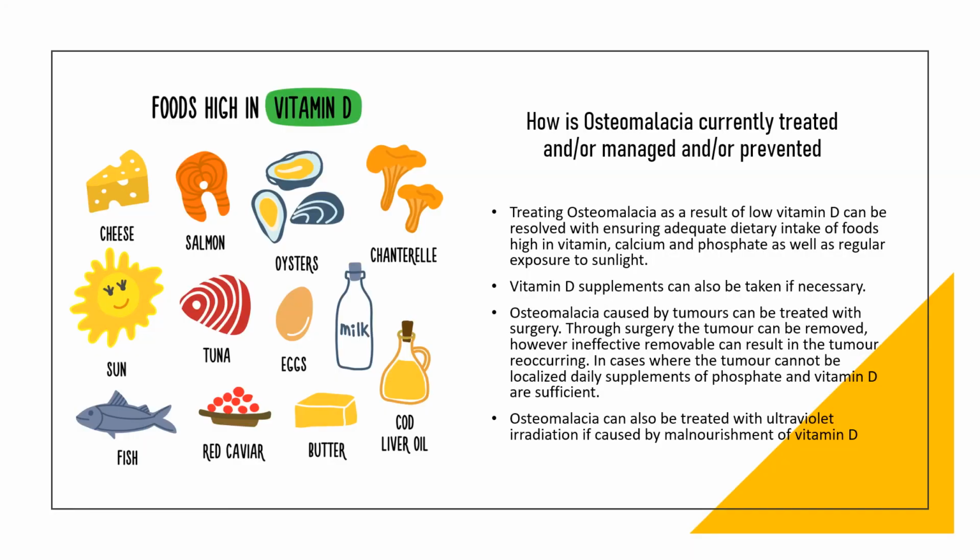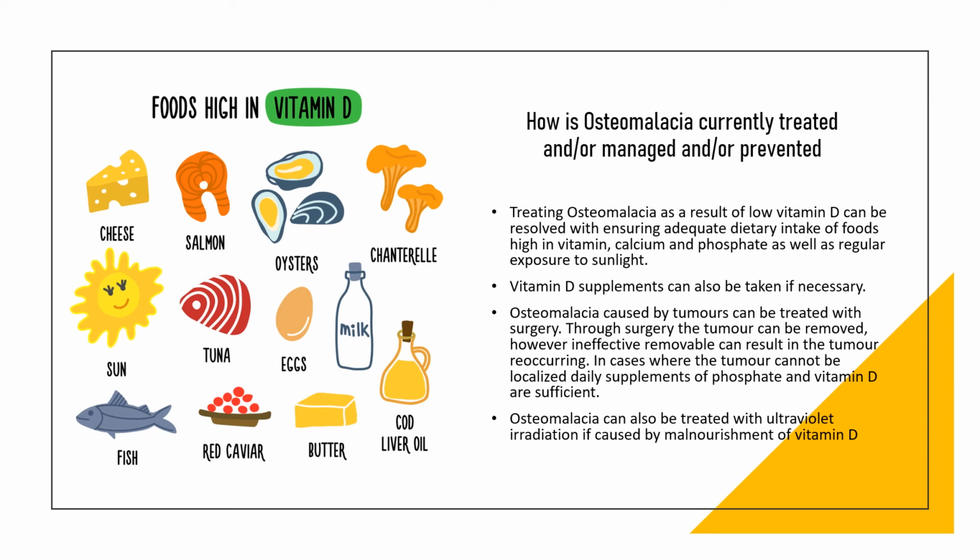How is osteomalacia currently treated, managed, or prevented? Treating osteomalacia as a result of low vitamin D can be resolved by ensuring adequate dietary intake of foods high in vitamin D, calcium, and phosphate, as well as regular exposure to sunlight. Vitamin D supplements can also be taken if necessary.